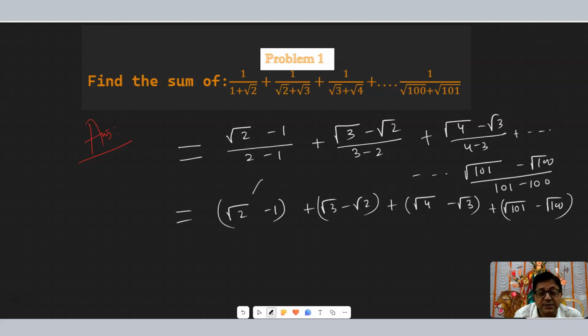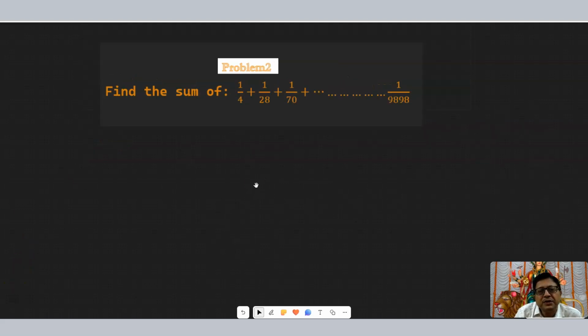You see these terms are getting cancelled. Every time, the first term cancels with the second term, so this will be cancelled, remaining is this one and this one. Sum is root 101 minus 1. Alright. Is this a telescoping series?